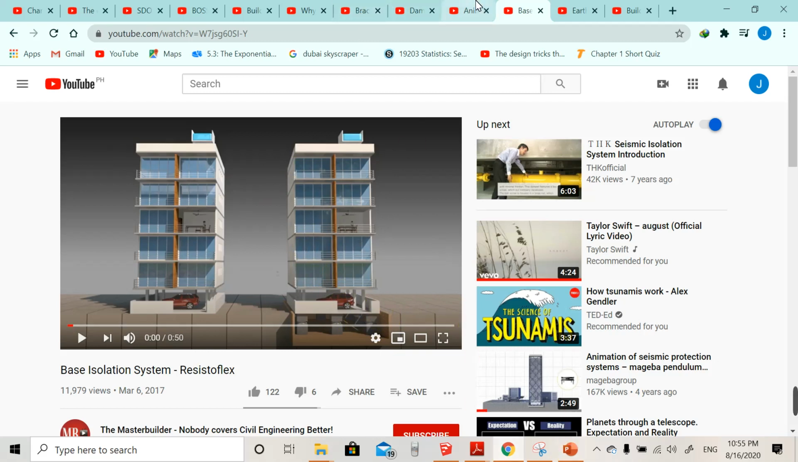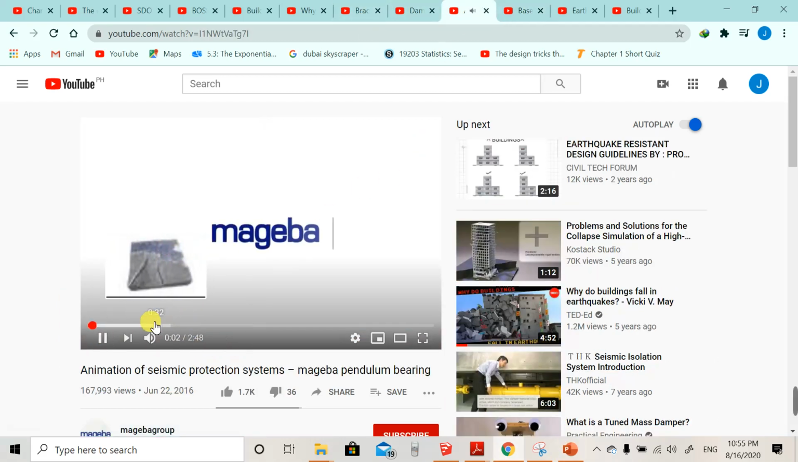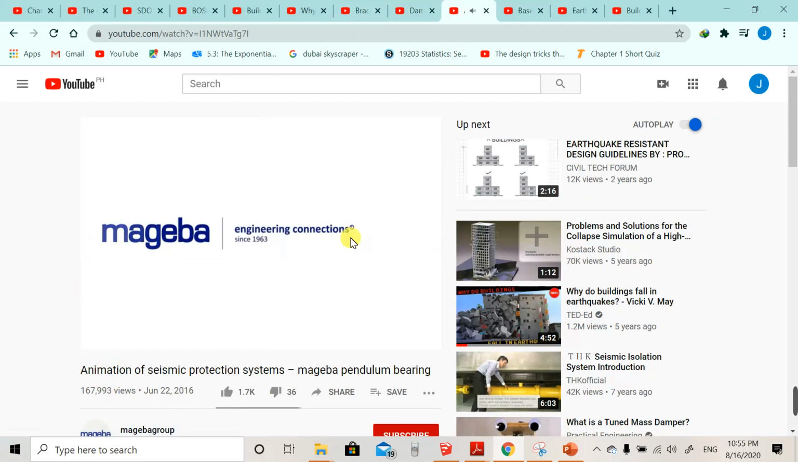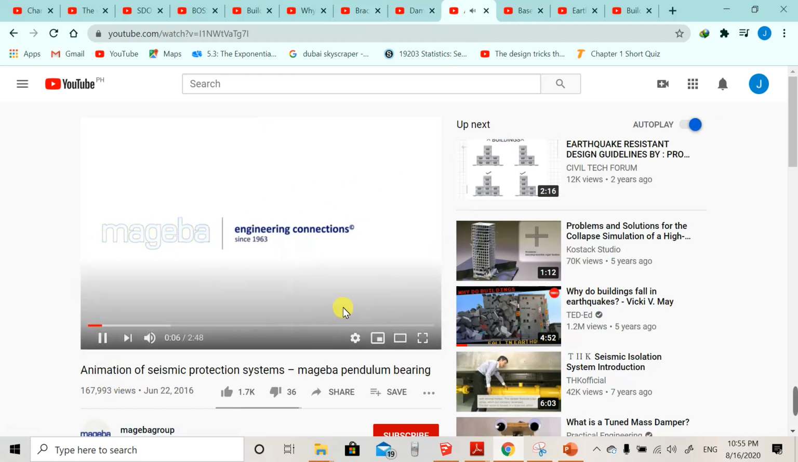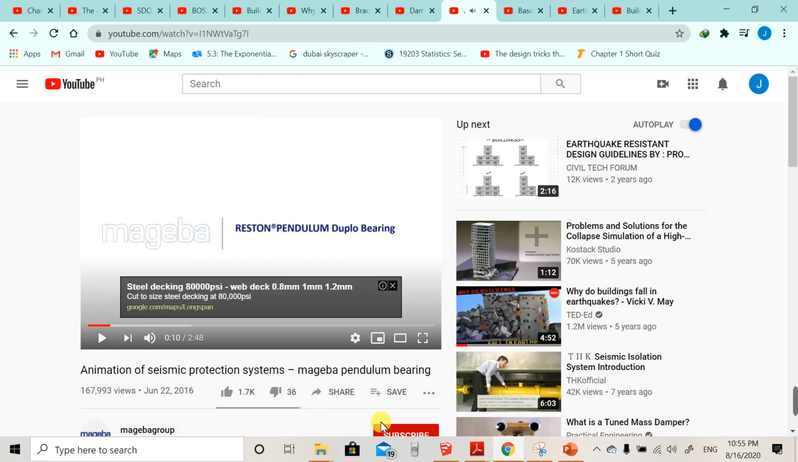And ito, yung isa, this is a base isolation as well. Kaya lang, ibibigay ko na lang to sa inyo para panoorin nyo. Okay, kayo na lang bahala nito.